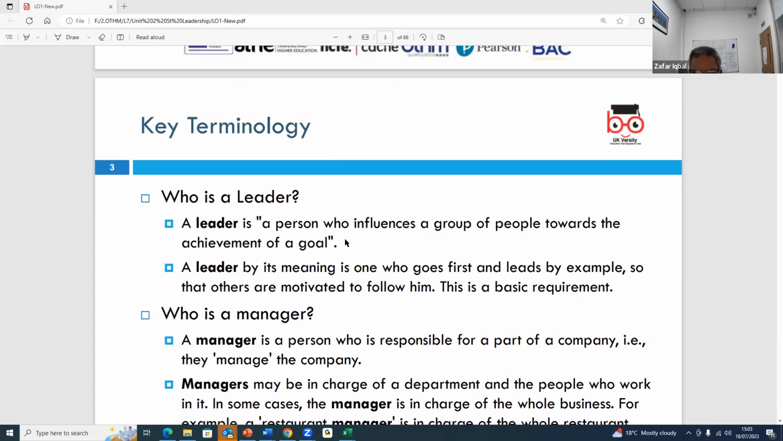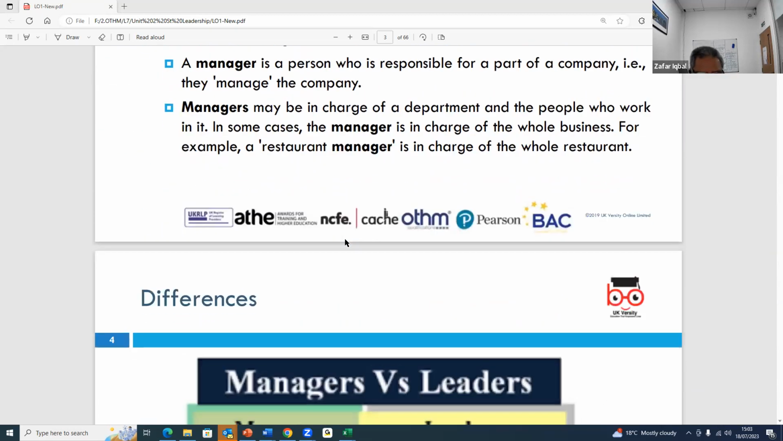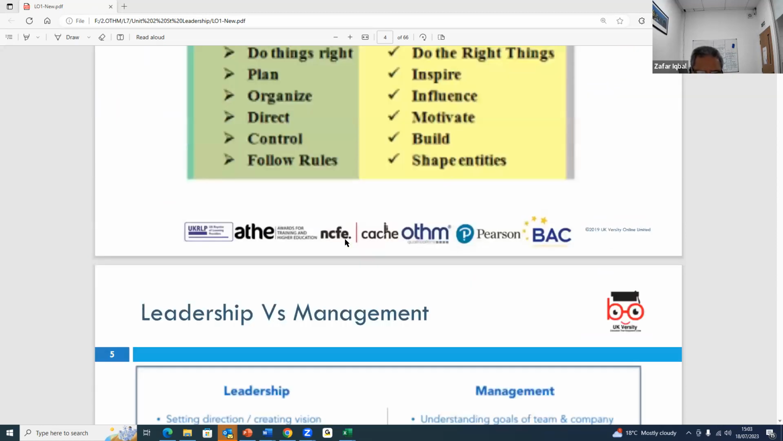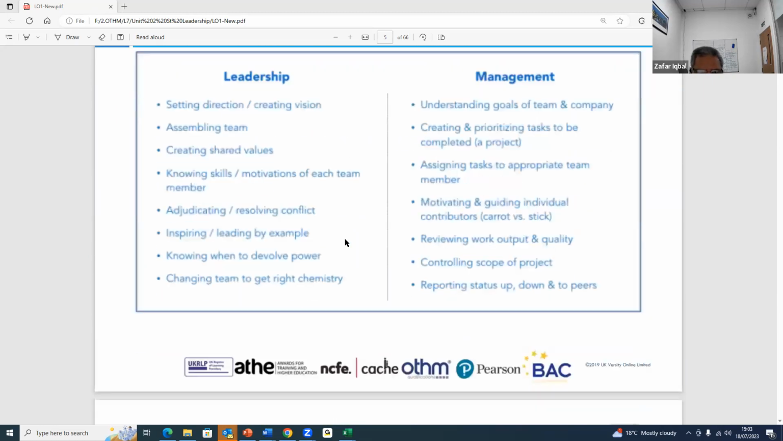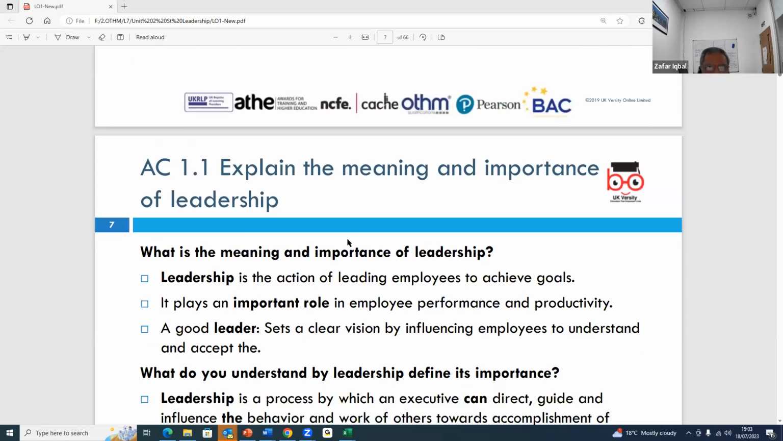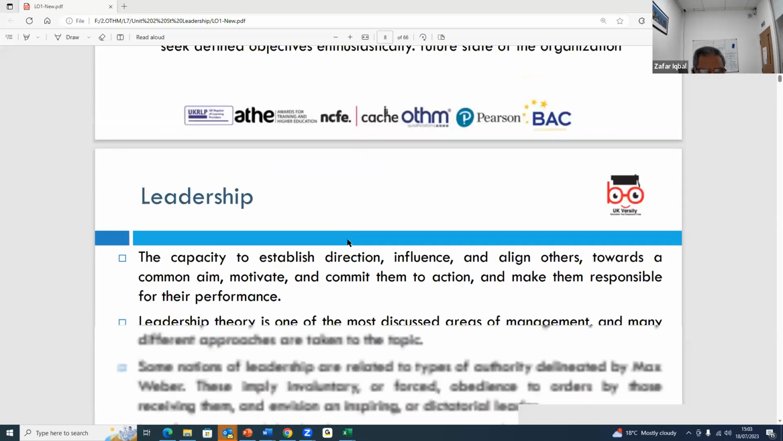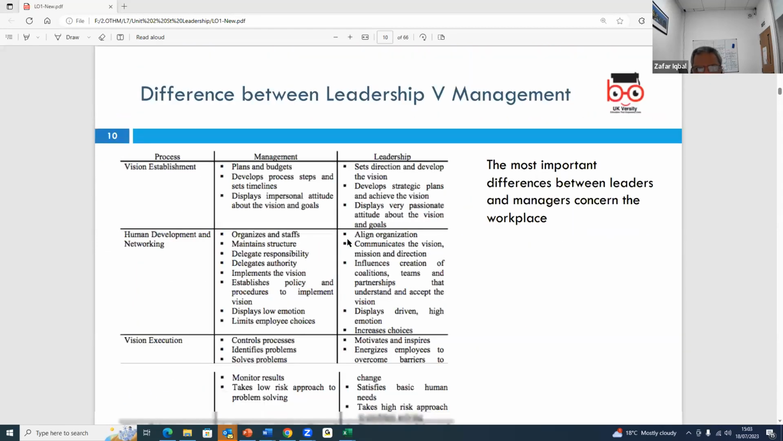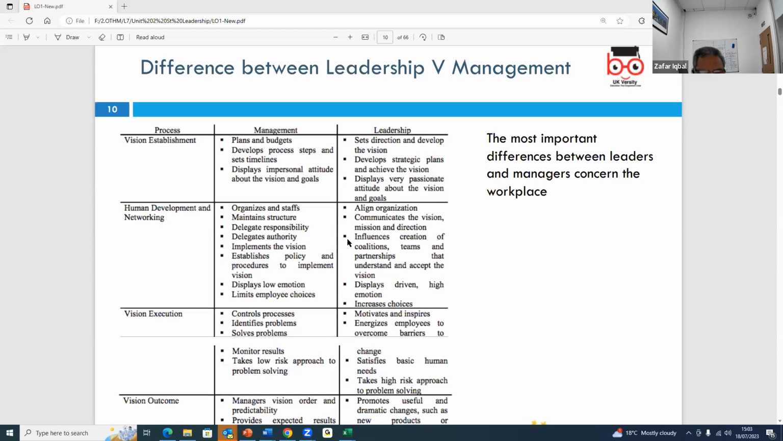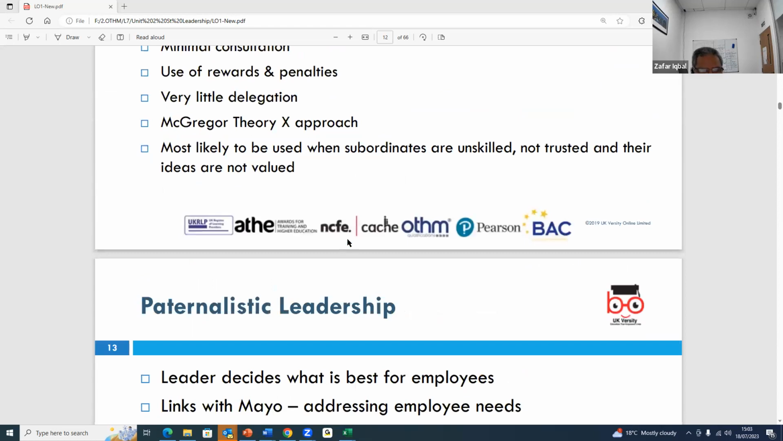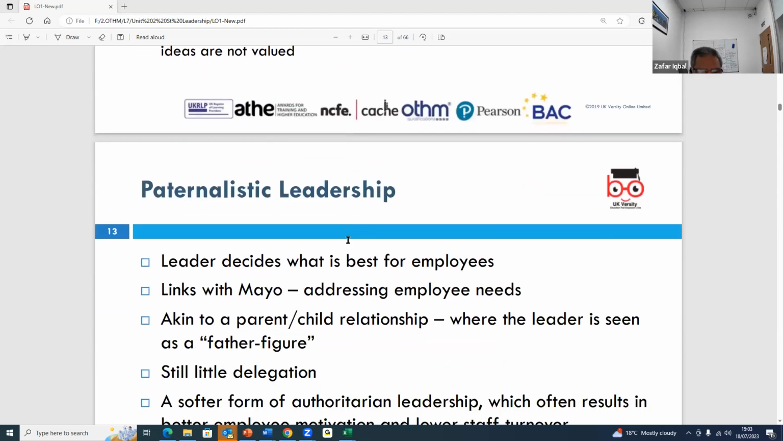We're going to be using the terms leader, leadership, manager: who's a manager and who's a leader. We'll be looking at the differences between leadership and management, and explaining the meaning and importance of leadership. We'll be looking at certain types of theories of leadership, and we'll compare those leadership theories. And towards the end, we're looking at the styles of leadership.